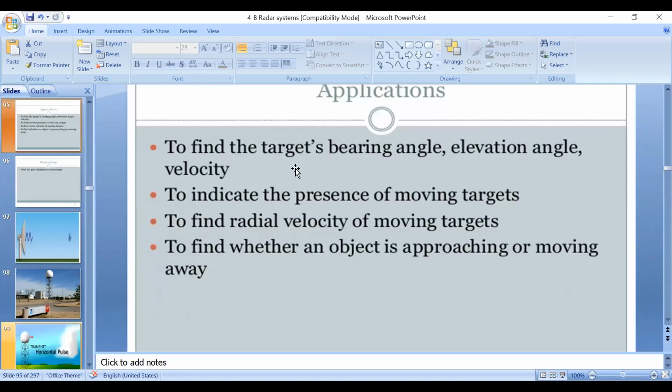And these are the several applications of this continuous wave Doppler radar. What are the applications marked in here? To find the target bearing angle, elevation angle, velocity, and to indicate the presence of moving targets, to find the radial velocity of moving targets, and to find whether the object is approaching or moving away. In each application, the basic principle is based on the Doppler effect, whether the target is moving away from the source or moving towards the source, right?